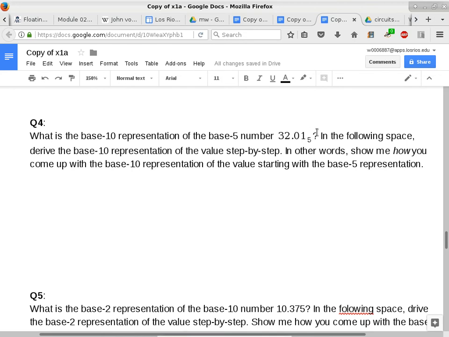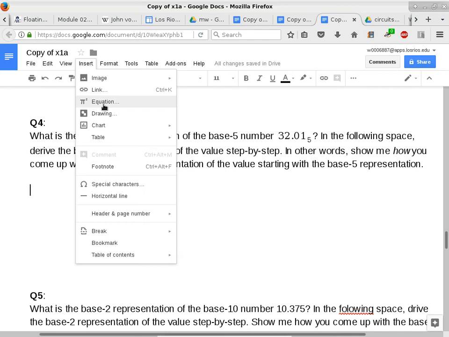I give you a base 5 number, and you have to tell me what is the base 10 representation of the value represented by this base 5 number. So in this particular version, the answer is, let me see, I think I can just insert it here. Do you want me to work on it here, or separately? Right here? Okay. So let's go ahead and insert equation.